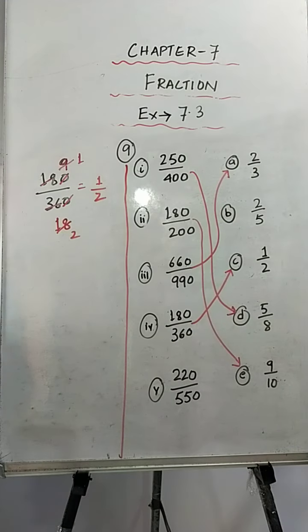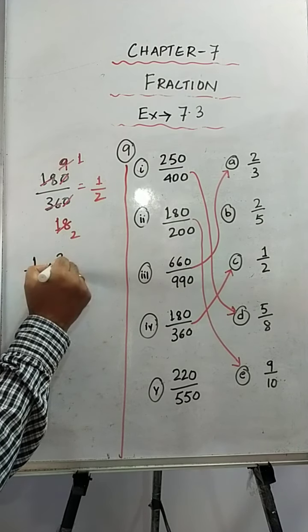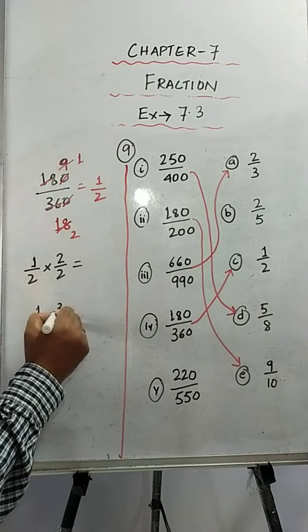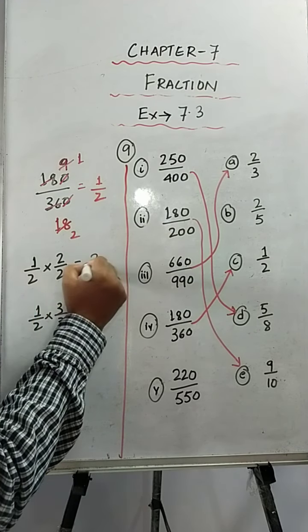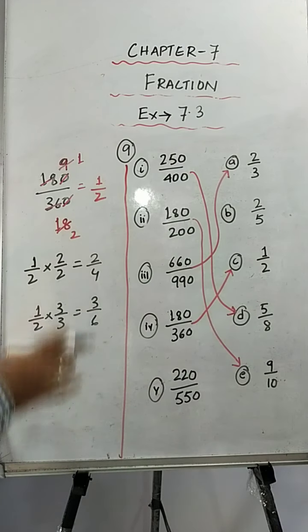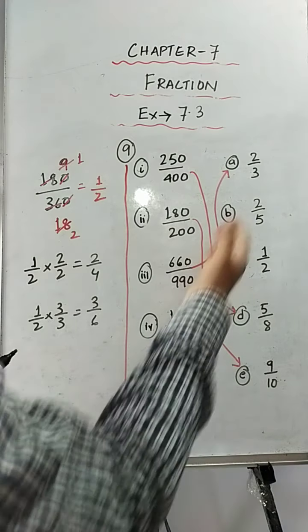Okay. So now the equivalent fractions of 1 by 2 are what? So again same thing, we'll multiply 1 by 2 by 2 by 2, and again 1 by 2 by 3 by 3. So it will be 2 by 4 and 3 by 6. So these are the required equivalent fractions of 1 by 2. And the last option is obviously 2 by 5 only.